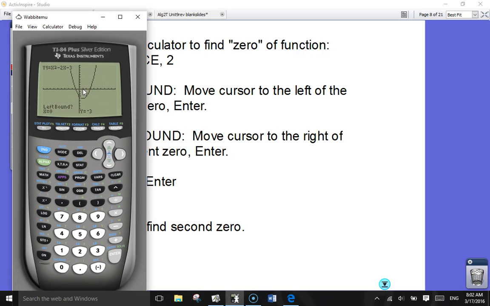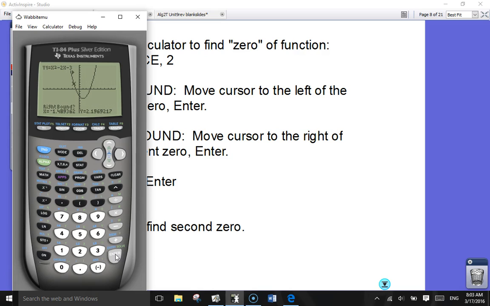So you got two options. You could either just enter an x value, or you could use your arrow key to just move the cursor to the left. Watch my cursor go. See that? It went above the axis and a little bit to the left. So that's what the calculator is looking for when it says left bound. So I hit enter. Okay, now it says right bound.